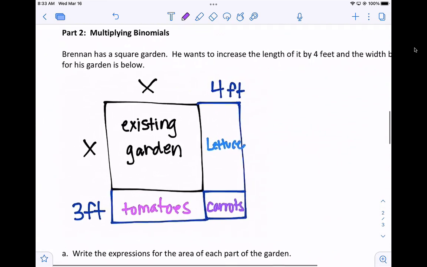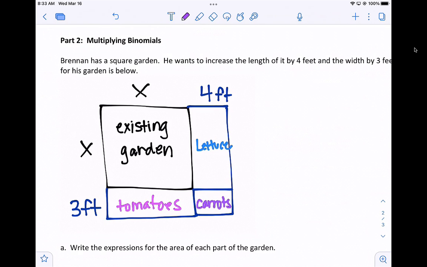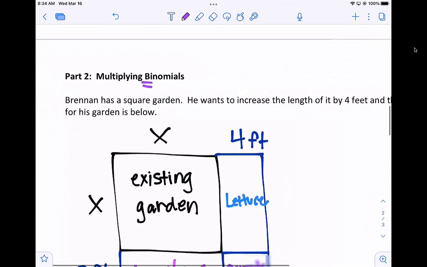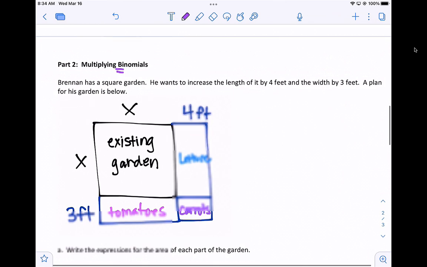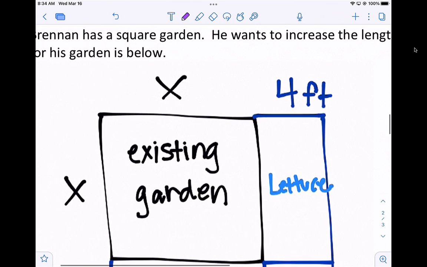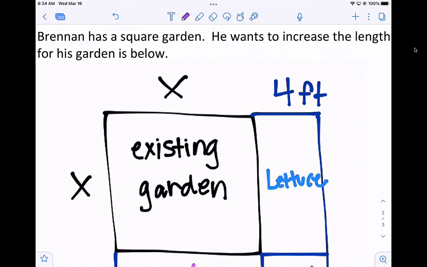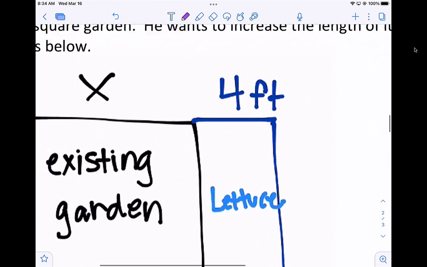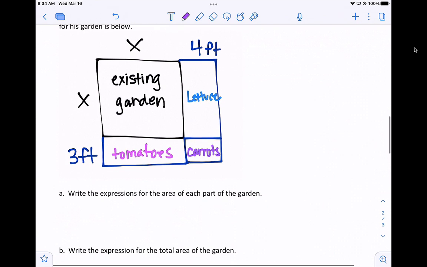Okay, so let's take a look at the first one. It's called multiplying binomials. By, the prefix by means 2. So it says Brennan has a square garden. He wants to increase the length of it by 4 feet and the width by 3 feet. A plan for his garden is drawn below. So here's his existing garden, x by x feet. It's a square, so 2 sides are the same. We're going to increase the length by 4 and the width by 3.